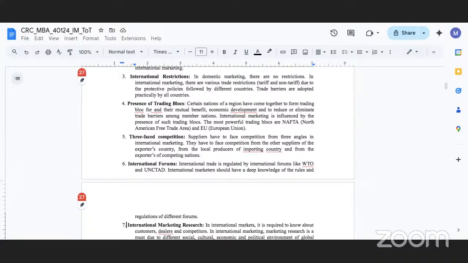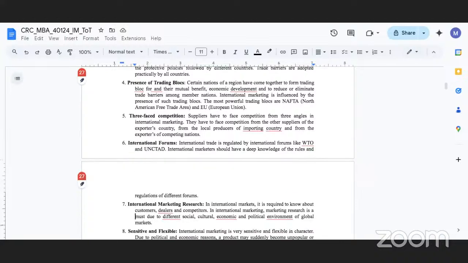Whereas in international marketing, there are various restrictions. It could be in terms of tariff or non-tariff, because of the protective policies followed by different countries. So the trade barriers are adopted practically by all countries. For example, in our country, when someone wants to export foreign made liquor to India, there are a number of restrictions that apply. The taxes that are levied are also far different. So these are aspects that we need to understand.